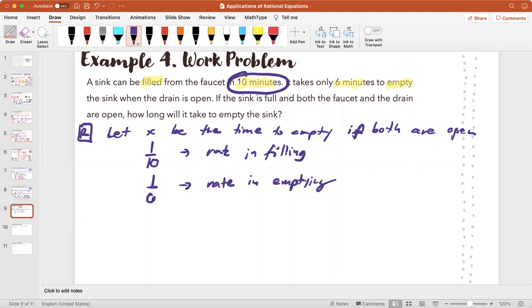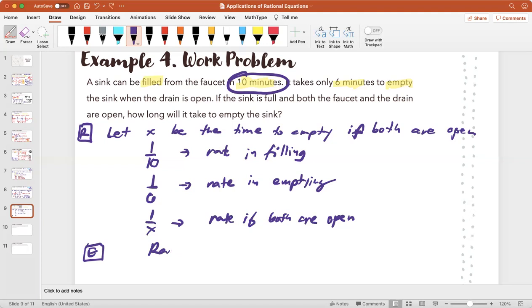How about the rate if both are open? It's 1 over x, the rate if both are open. Let's find our equation based on the idea that emptying is faster than filling. So since the rate of emptying is faster, then the formula there should be rate.